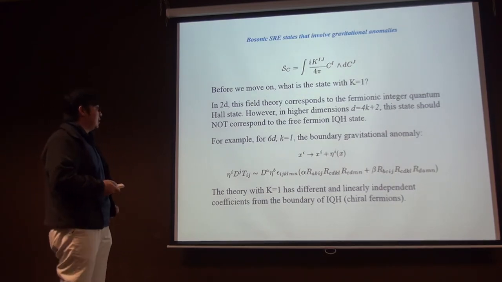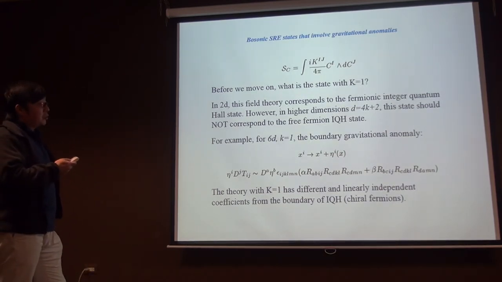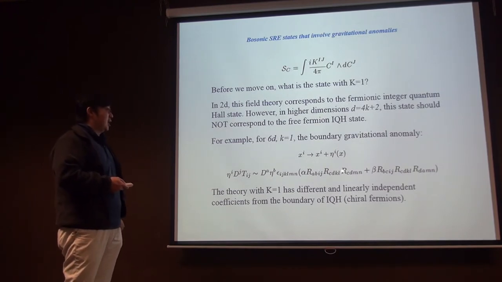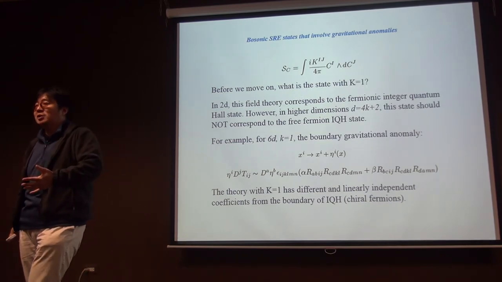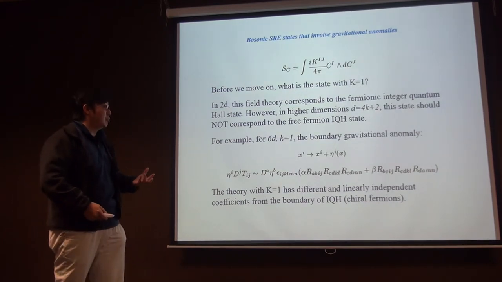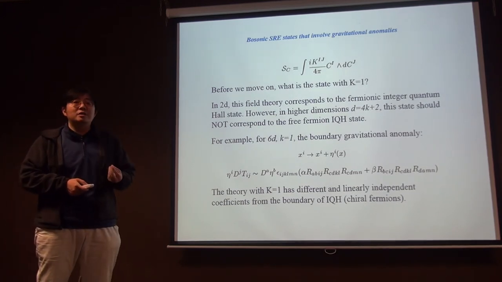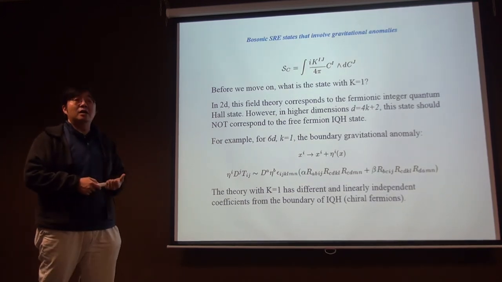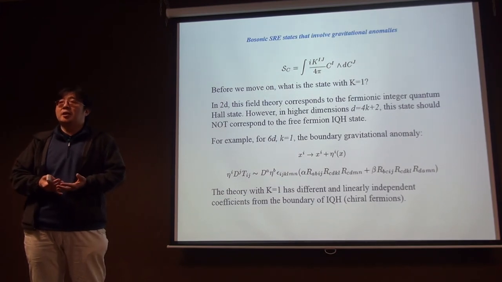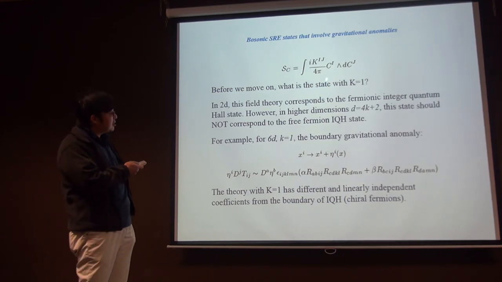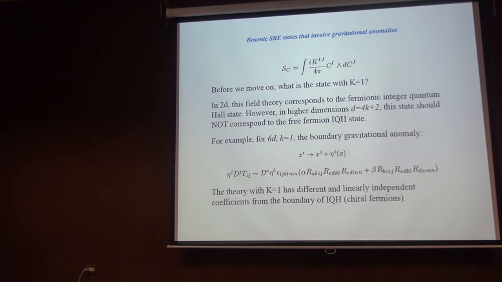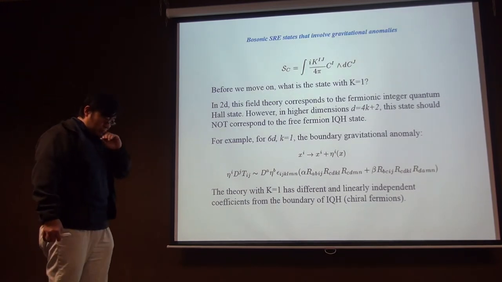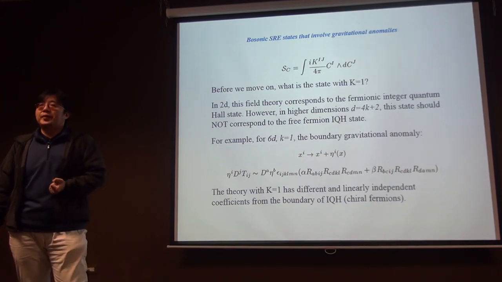The reason is that this theory has a boundary gravitational anomaly which looks like this. The integer quantum Hall state's boundary is a 5+1 dimensional chiral fermion. It also has a gravitational anomaly which looks like this. However, they have different coefficients alpha and beta, and they are linearly independent from each other. This means that this system and the fermionic integer quantum Hall state have different anomalies at the boundary.